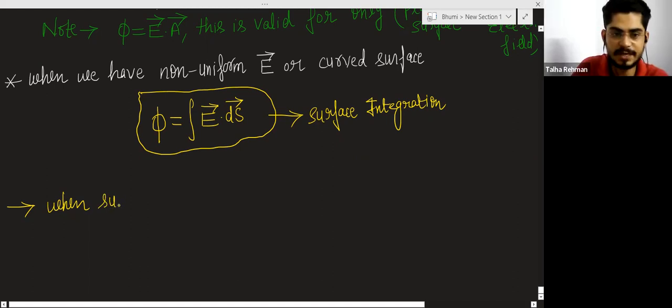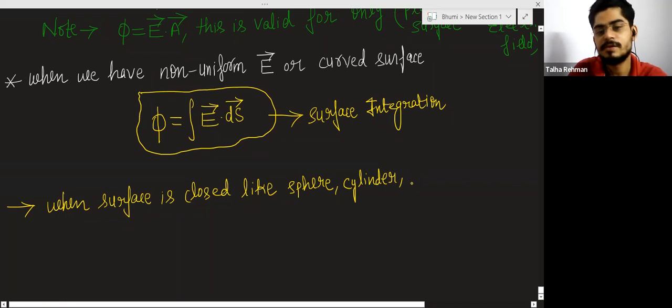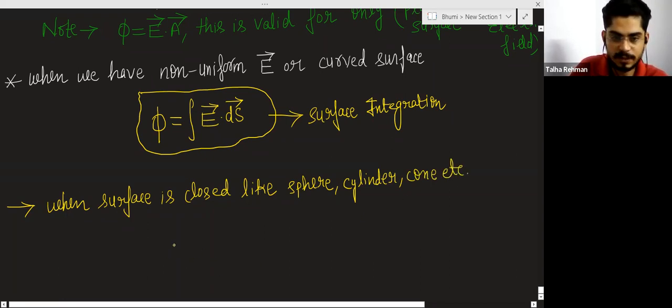When the surface is closed, like a sphere, or there is one more closed surface, a cylinder, or a cone, etc., you will use this formula with some little changes.